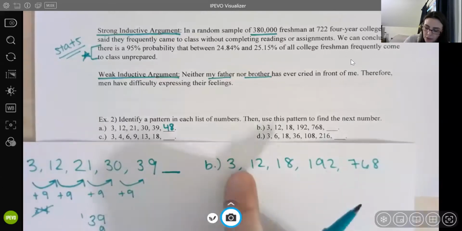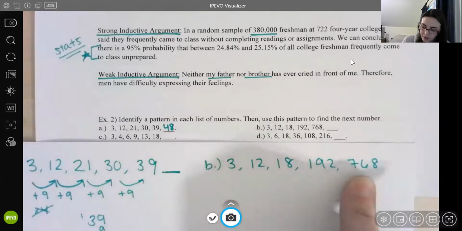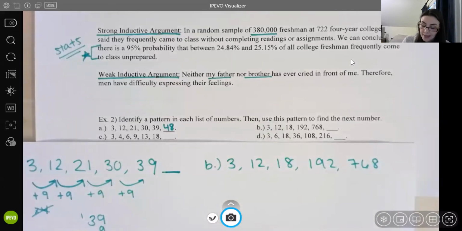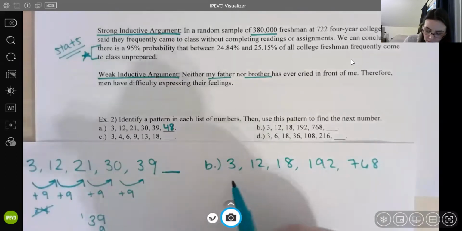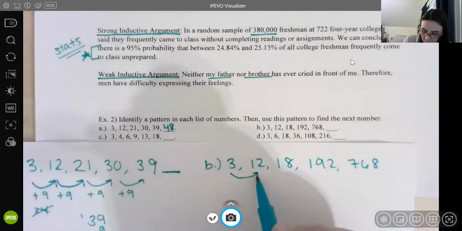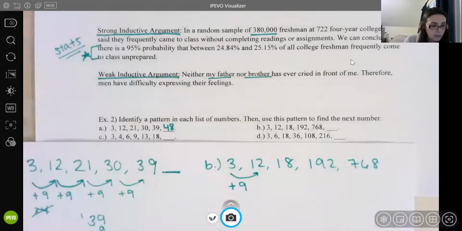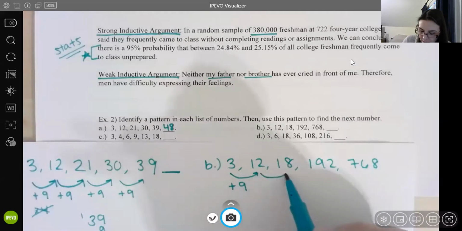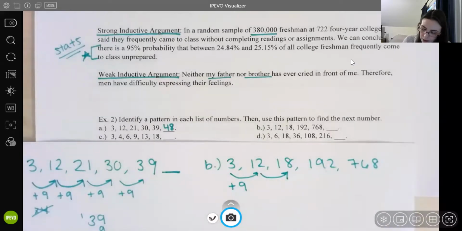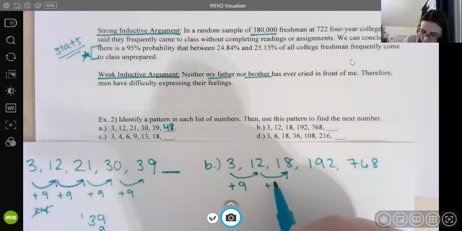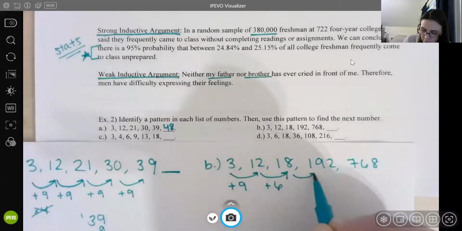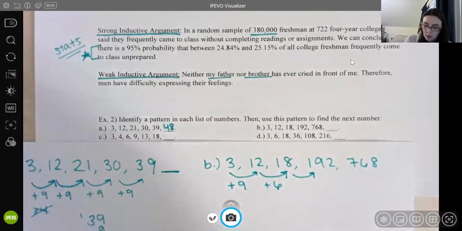So here I have 3, 12, 18, 192, 768. Again, let's see if I can find a pattern here. So if I start with adding, I know 3 to 12 is +9. And then 12 to 18, let's see, is +6. And then this is a really big jump, right? So this doesn't seem to be working. It doesn't seem to work for me. All right, so it's got to be something else.